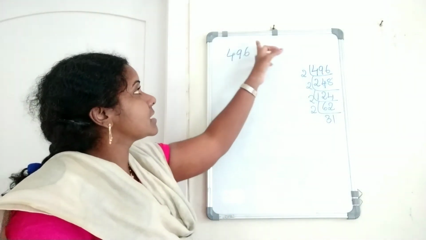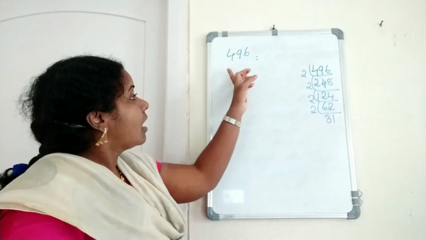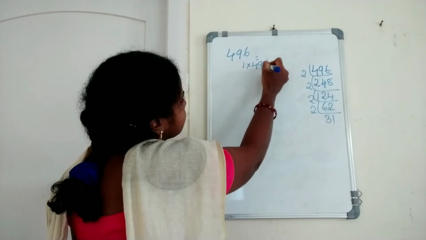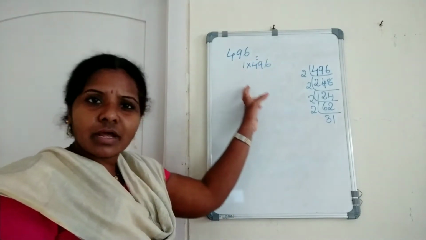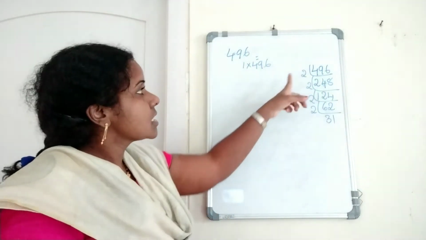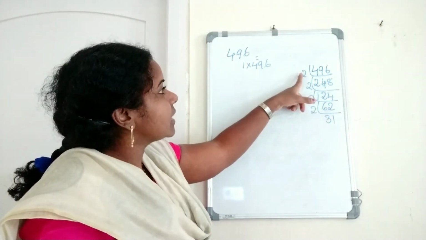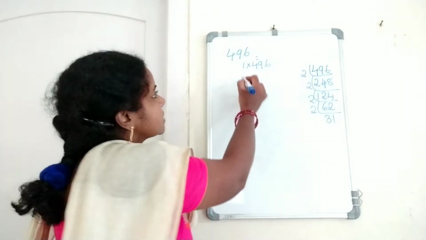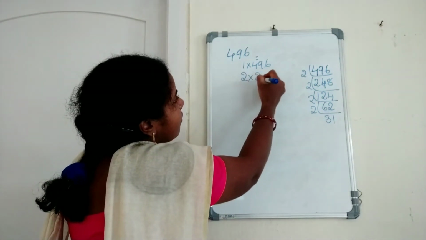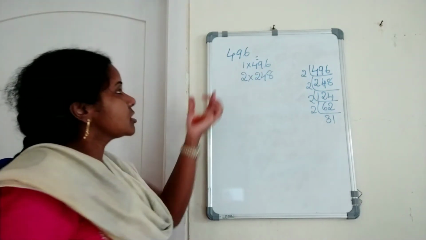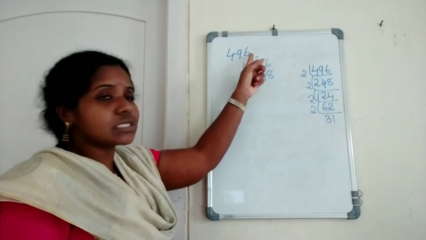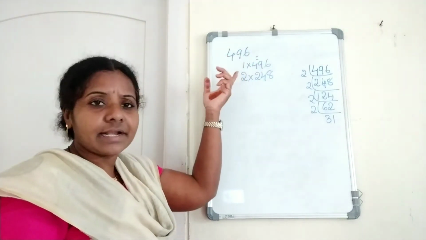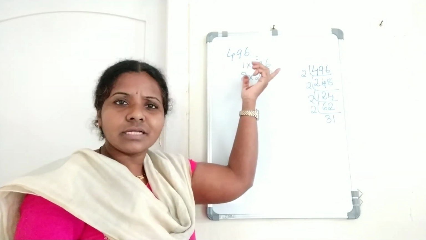Now I will simply write 496's factors here. First 1 and 496. Now from 2 table onwards we will go. 2 table: 2 how much is 496? 248. 2 into 248. 3 table is not there because the sum of the digits is not divisible by 3. 4 plus 9 is 13, 13 plus 6 is 19. 19 is not in the 3 table.